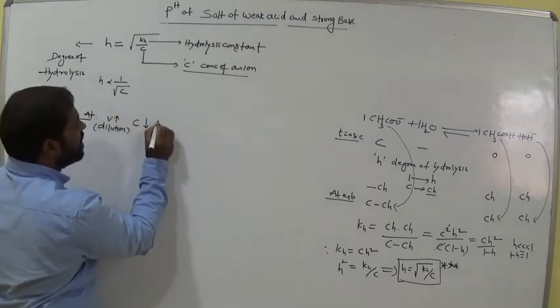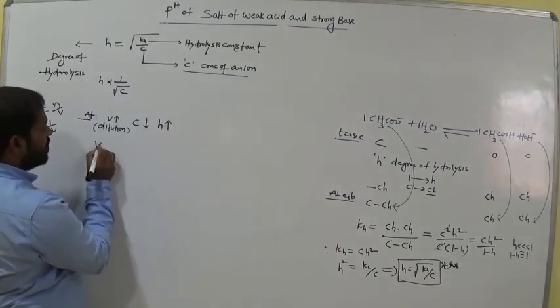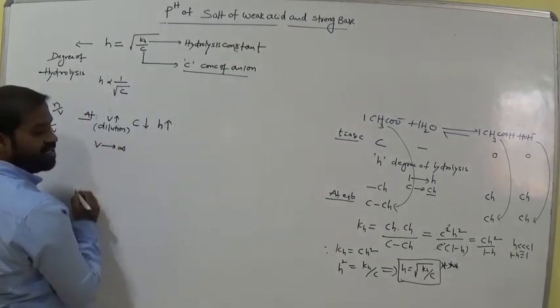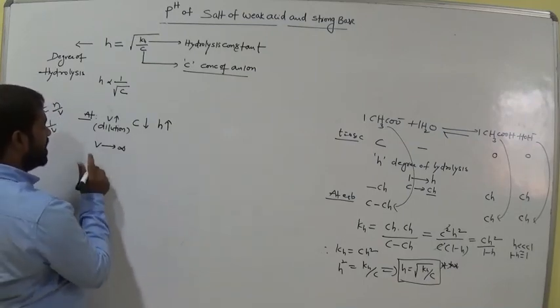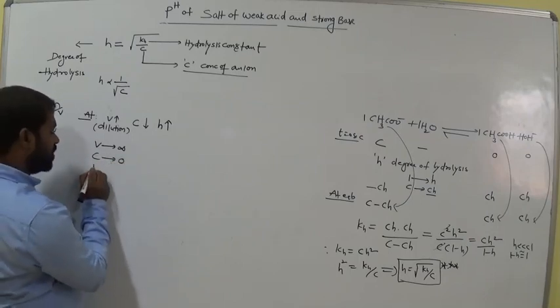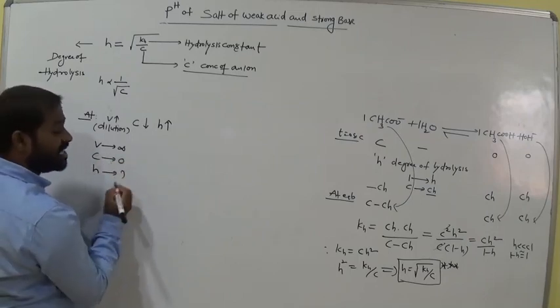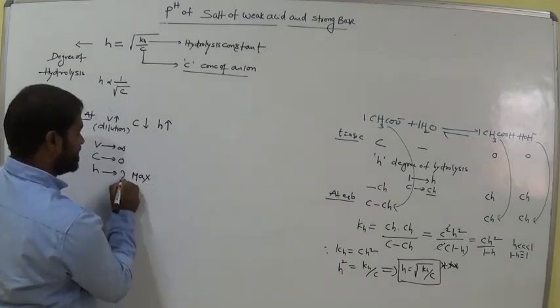Then the concentration decreases. What about the value of h? The degree of hydrolysis is high. Okay. Now dilution is infinity, so a large quantity of water is added into the solution. Then what about concentration? Concentration becomes 0. Now what about the value of h here? The h value is maximum.